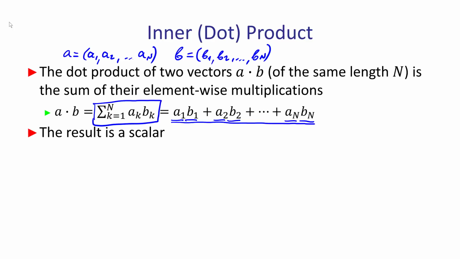And clearly the result of that computation is a scalar. So it's just a number. It's not a matrix and not a vector, because you're adding only elements of the vectors, and all of those are just numbers. And when you add scalar numbers, you still get a scalar.